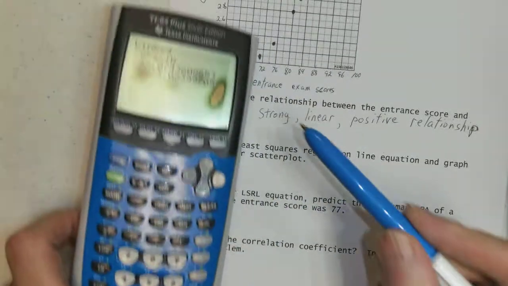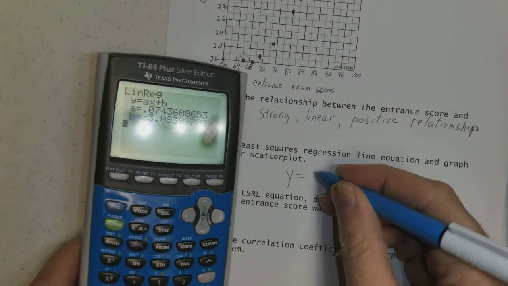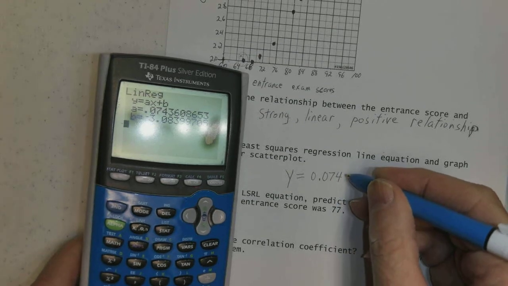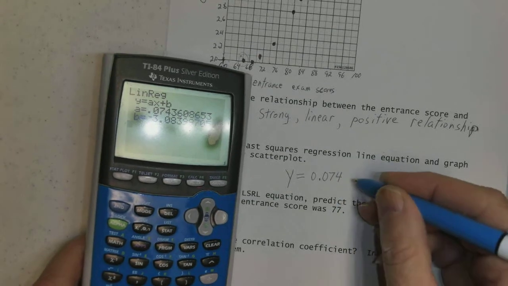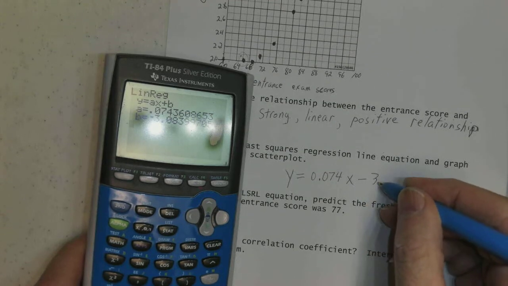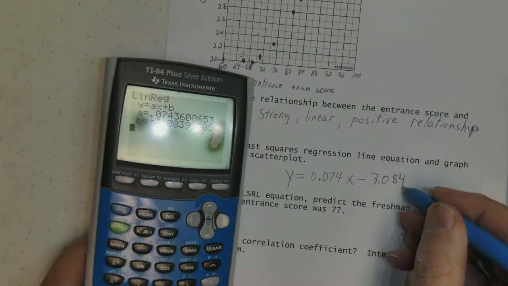Okay, the least squares regression line. I've got y equals 0.074x minus 3.084. Okay.